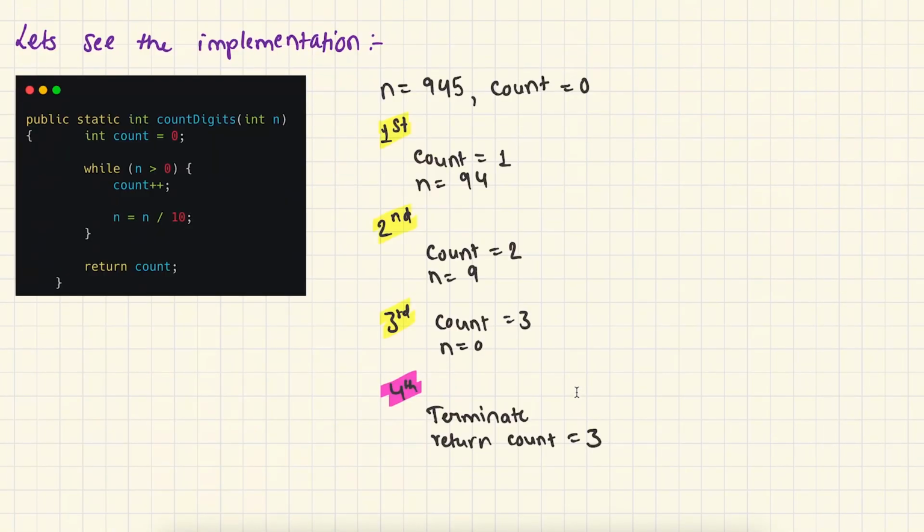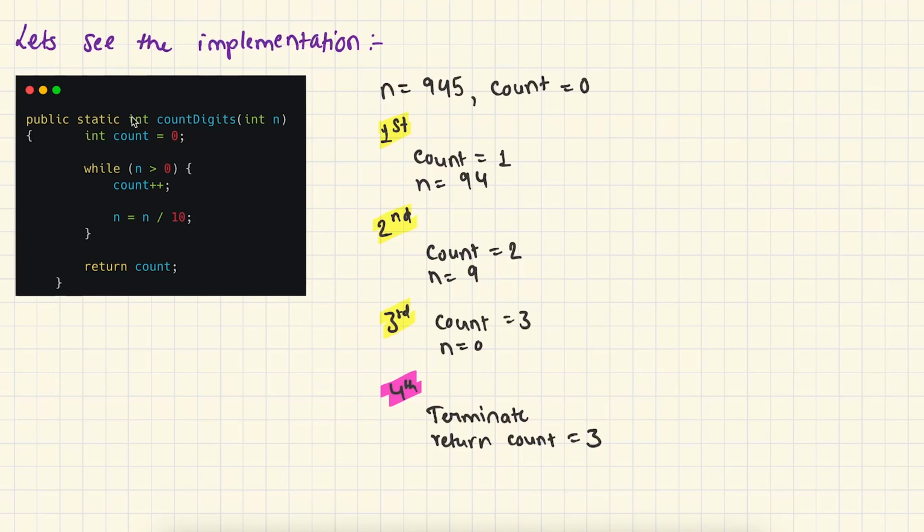So this is the implementation of the algorithm discussed above. In this function, we have written a function countDigits and we are passing number n to this function. Here we are initializing a count variable with 0 and we are using a while loop. This while loop continues to run until n becomes 0. And in each iteration of the while loop, we are incrementing count by 1 and dividing the number by 10 again and again. So when n becomes 0, this while loop stops and we simply return the count variable.